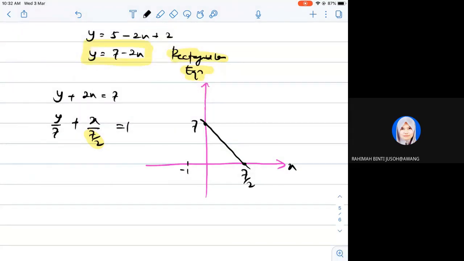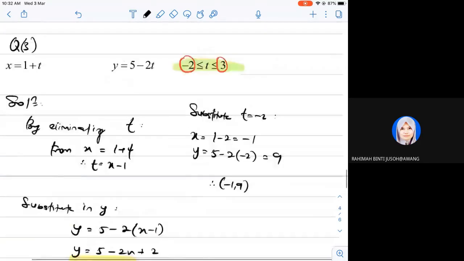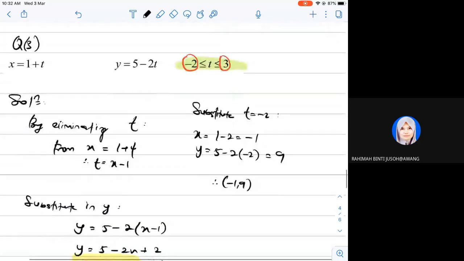So -1, 9. So let's say here 9. So this is the position, -1, 9. Macam tu. Okay. So our dotted line, tau. Dotted line. So our line should be sambung lagi sampai titik ni. Macam tu. Okay. And then the terminal point when t equals to 3.